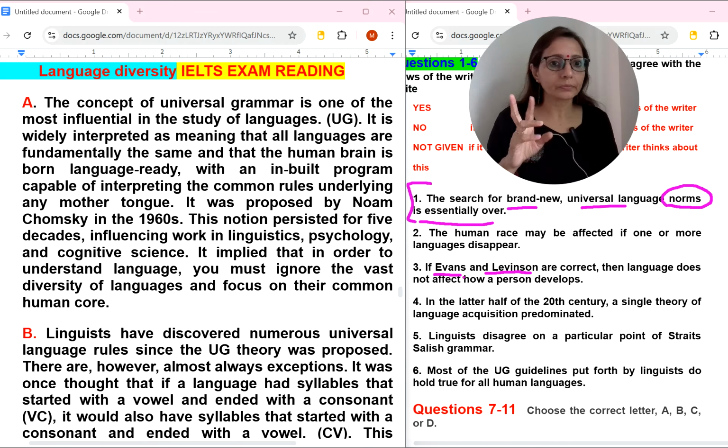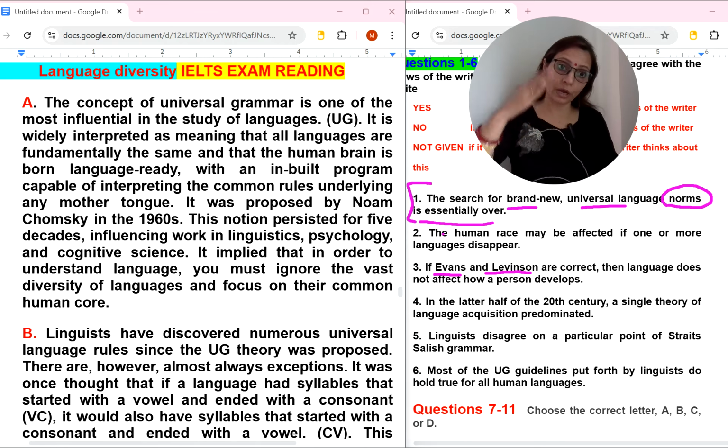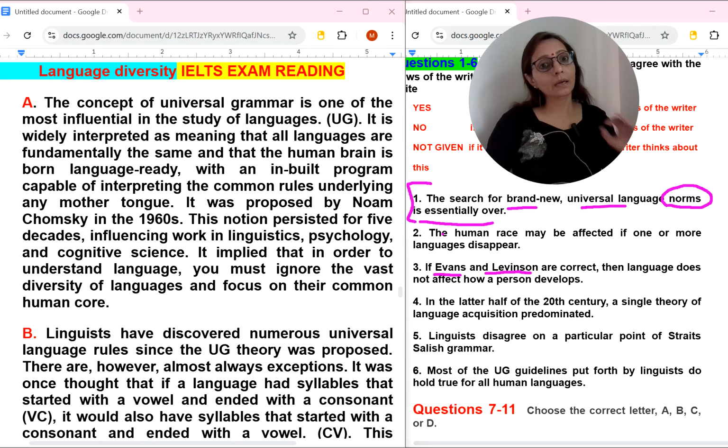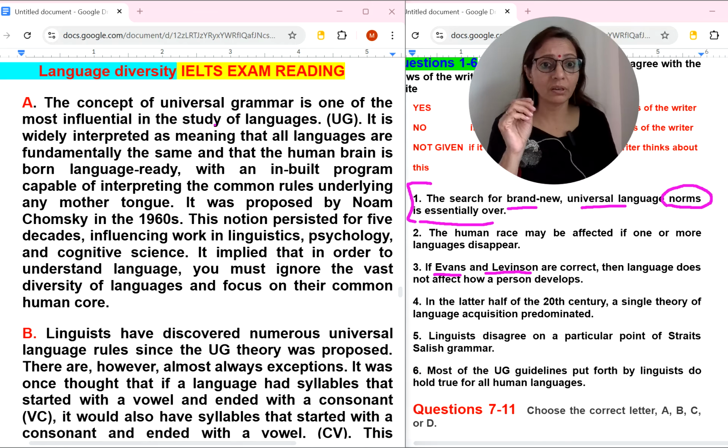Okay, yes, and one more thing. So true, false, not given, yes, no, not given, 90% they are in order. Where you will get the location of question number 1, you will get the location of question number 2 after that. But exceptional cases are always there, so don't worry about it. We need to find the location. Let's read the first paragraph, the concept of universal grammar. I will not try to understand anything, I will just follow universal language norms. And of course in the second question they are talking about human kind of thing.